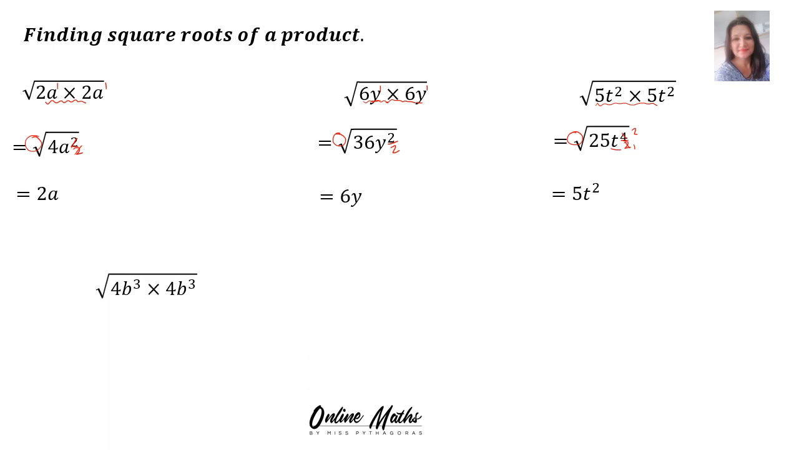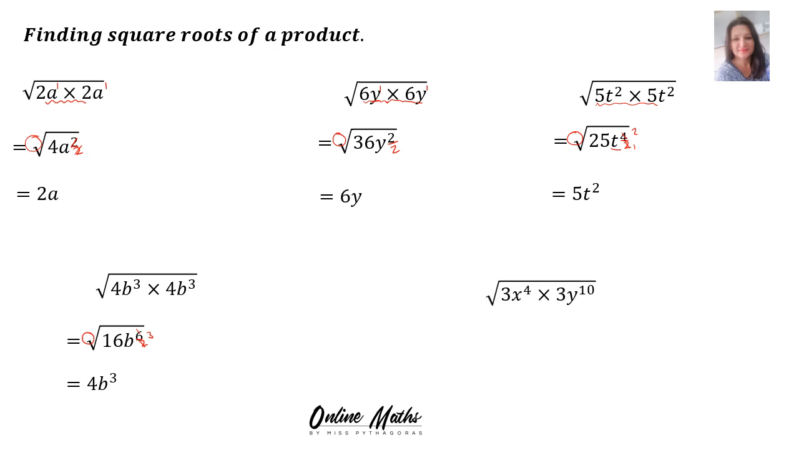When I give you this one, 4b to the 3 times 4b to the 3 will become 16b to the 6. And now we find the square root there. So the square root of 16 is 4. And then on b, we divide the exponent by 2. Therefore, it's 4b to the 3.